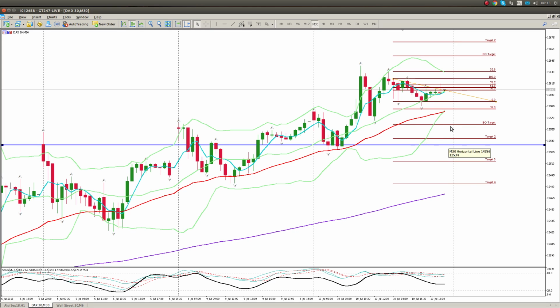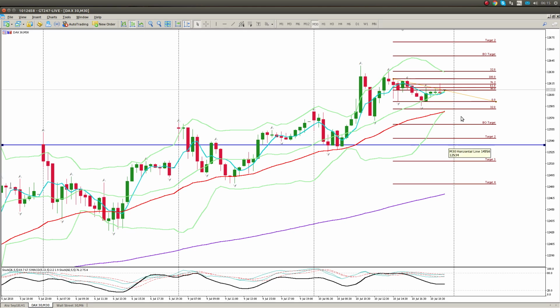So if we do retrace back up and find some support, some resistance somewhere up here, then you've got these levels as your targets. And once the first one's been hit, like yesterday, first one gets hit, second one, third one. A lot of times the first one gets hit, retraces, and hits the second level, then the third level.